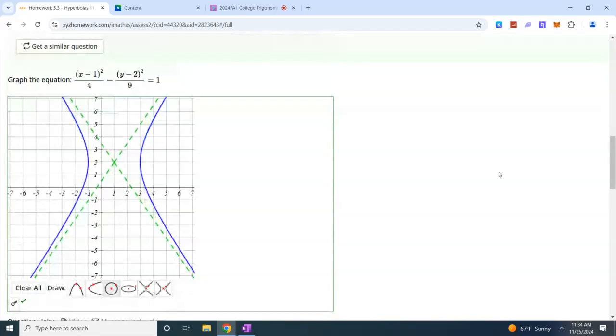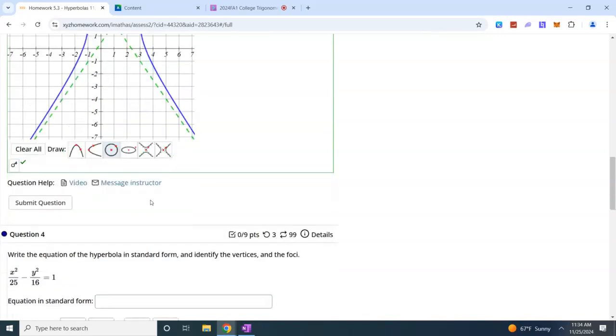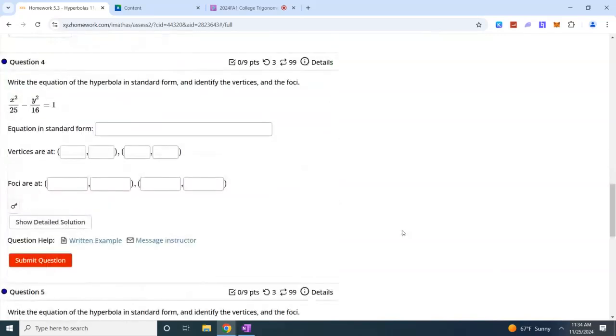All right, so just like in the ellipse we had to move along the major axis first and then the minor axis. Here we move along the transverse axis and then the non-transverse axis. All right, now the last two problems, we're given an equation. They're both centered at the origin, and we're asked to find the vertices and the foci.